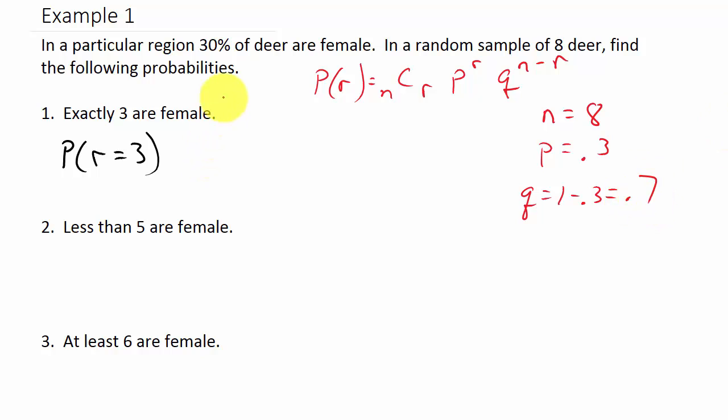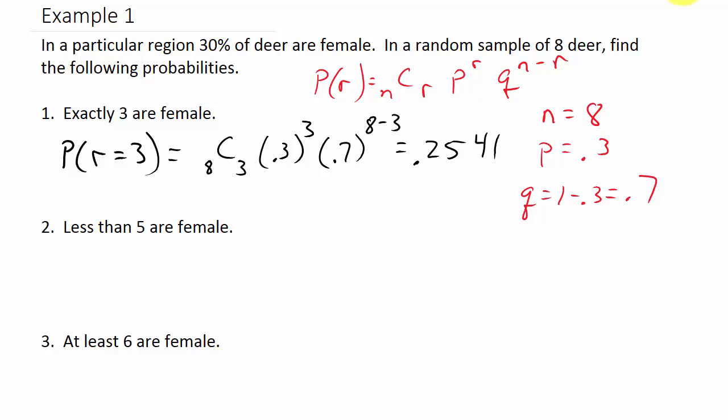All right, so all we do now is plug it into this formula. That's combination n choose R times P, which is 0.3 raised to the R, times Q, which is 0.7 raised to the n minus R, so the 8 minus 3. And then you'll have to punch this into your calculator, and we get 0.2541. So that would be our probability.